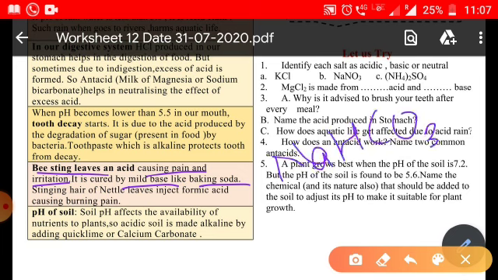NaHCO3. And the sting hairs of the nettle leaves, which are present in the forest, inject formic acid causing burning pain, and it can also be nullified by the action of bases.